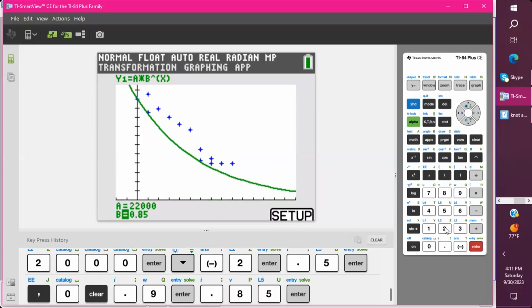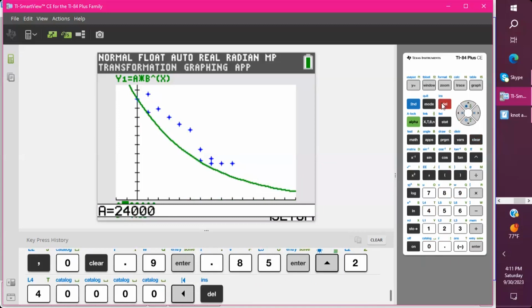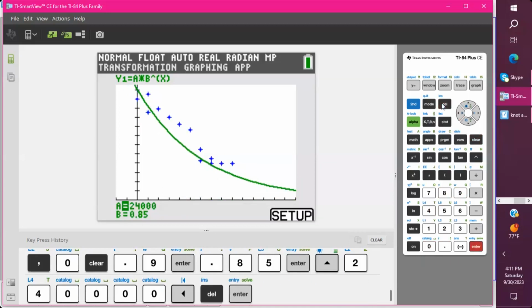And again, oh, that's a good curve, but now I'm not high enough. So maybe I need to increase to 24,000. And again, oops, I think I did too many of those zeros. Delete that 0 real quickly, or we'll be off the grid again. So I'm getting closer. And again, you can just keep typing in and trying.